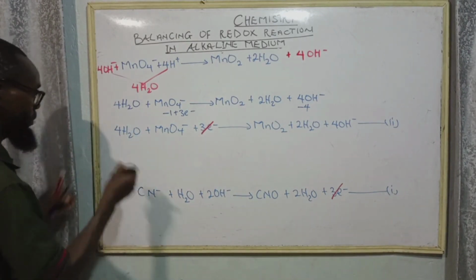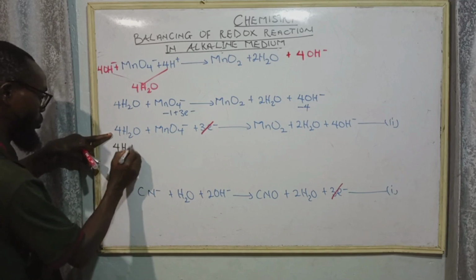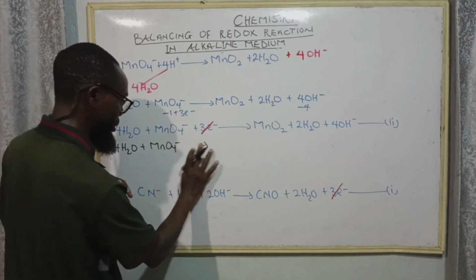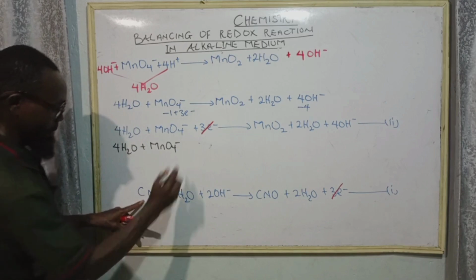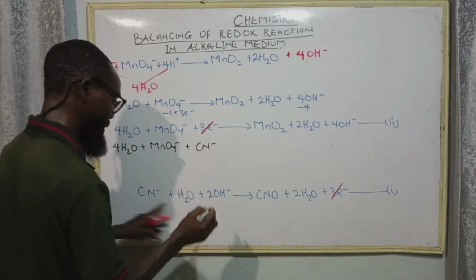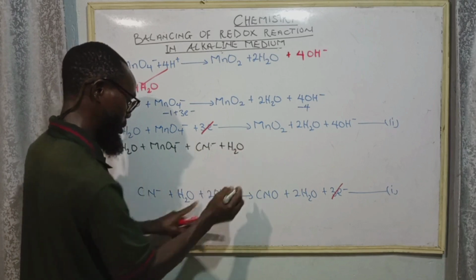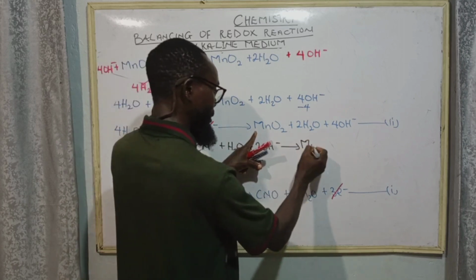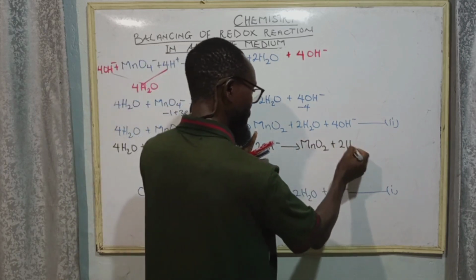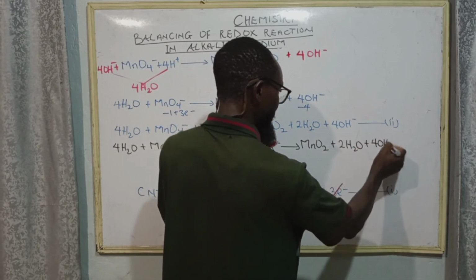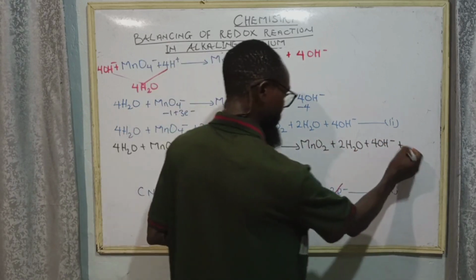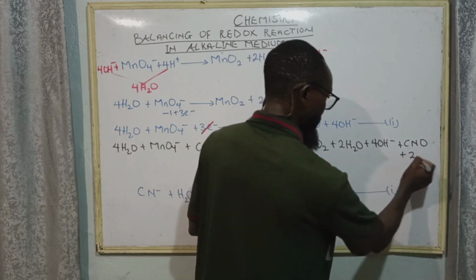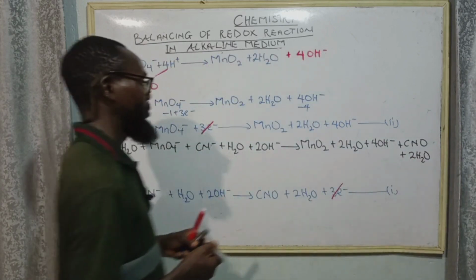That is, combine this one, 4 H2O plus MnO4 minus plus CN minus plus H2O plus 2OH minus to give MnO2 plus 2H2O plus 4OH minus, then plus CNO minus plus 2H2O. Now, let's look at this.